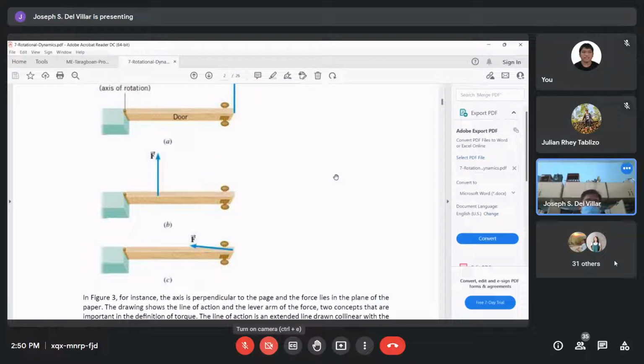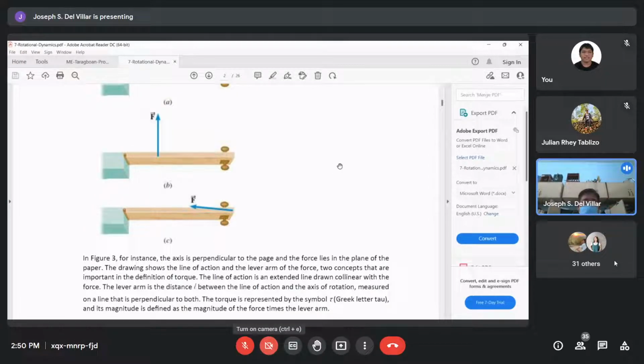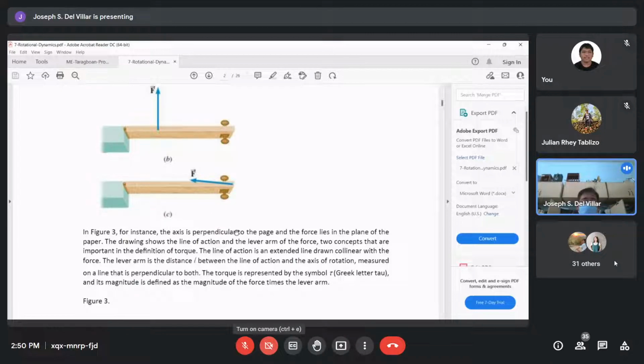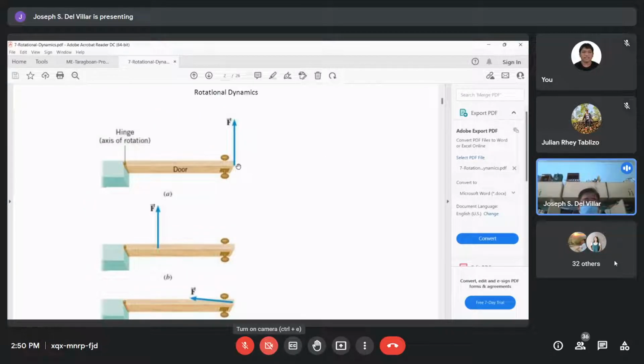No? So, the torque is actually the product of the force and the perpendicular distance from the line of action of the force to the axis of rotation. Okay? Now, the lever arm, ito yung lever arm. No? Kung ito yung force, the lever arm is the width of the door. Okay? So, yung lever arm, or sometimes we call it moment arm, is the perpendicular distance from the line of action of the force. This is the line of action of the force. So ito yung lever arm, naka-perpendicular siya sa force.